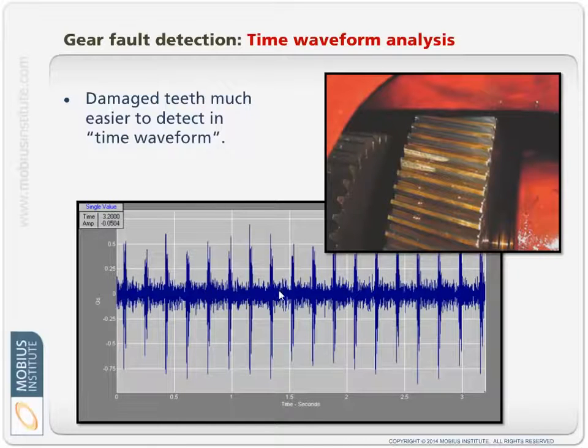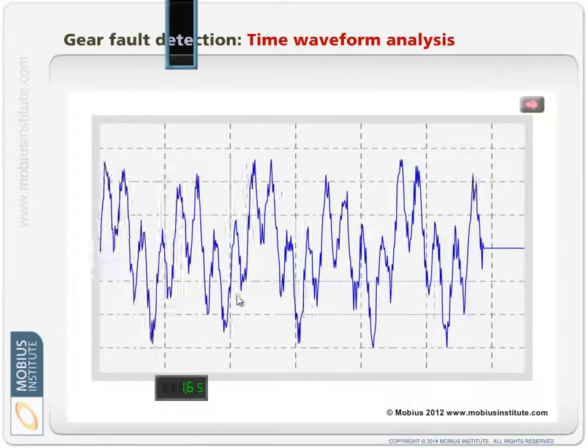I know which gear is damaged. I get a sense for how badly it's damaged. You can look at these G levels and get an indication of the severity, but you've got to remember there are transmission path issues: how is the gear vibration attenuated and so on. The time waveform is telling you exactly what's going on.